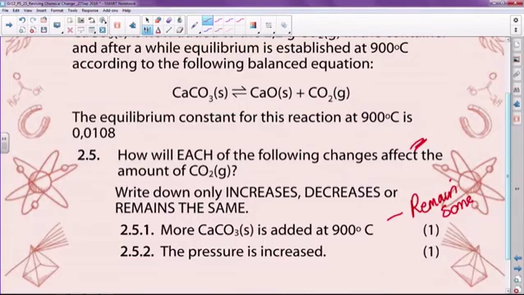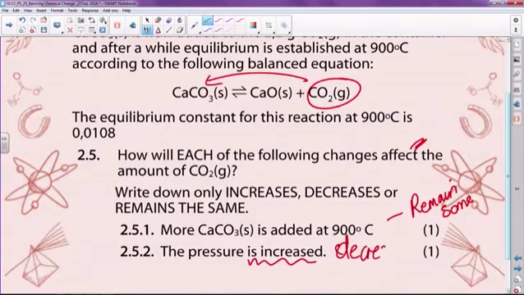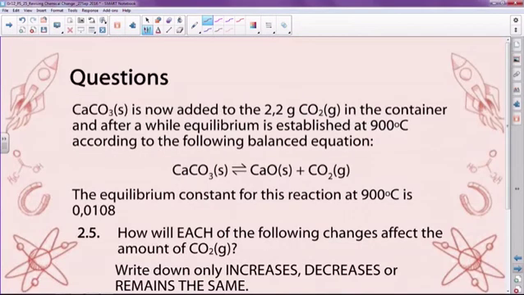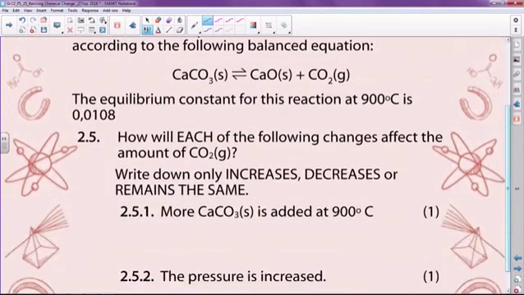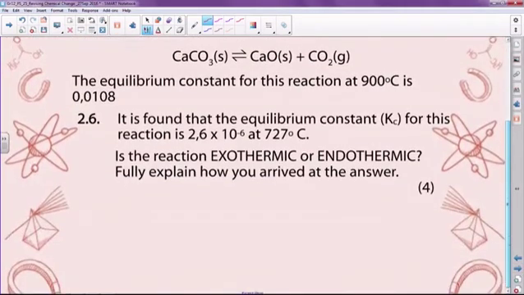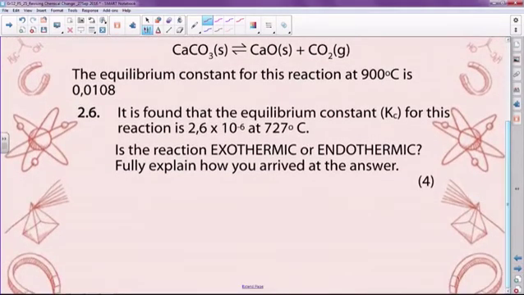Then they tell you that the pressure is increased. Well, here by changing the pressure absolutely affects the fact that you have a gas. Increase in the pressure means it's going to favor the side that has no gas particles, so it's going to decrease. Okay, so nice and simple. Now they ask you, okay, we've done that question, there we go. Now they say to you, it is found that the equilibrium constant at 727 degrees is now 2.6 times 10 to the minus 6. It gets lower.